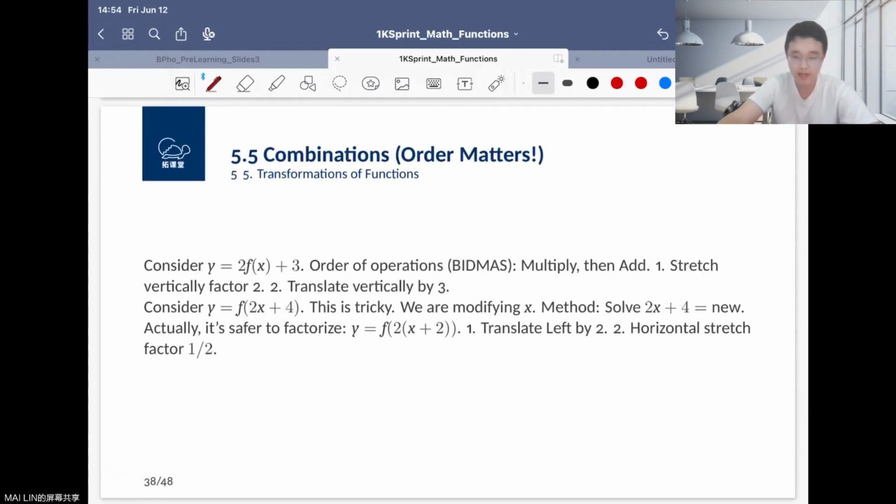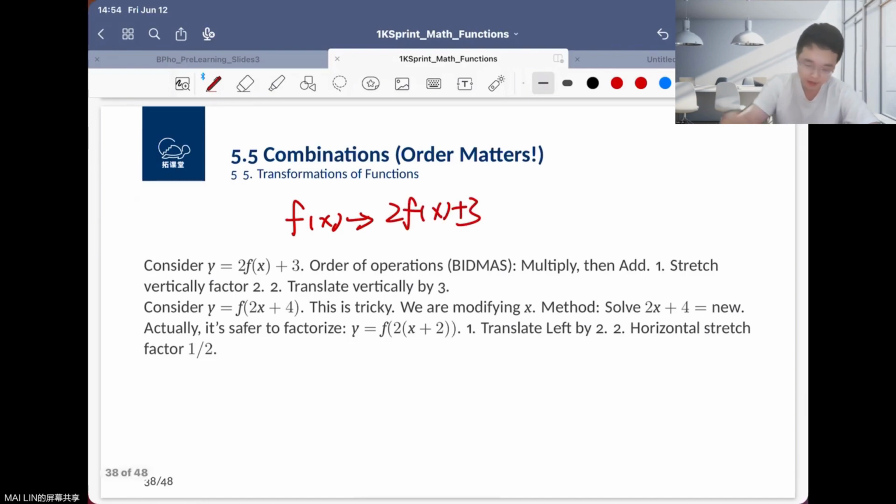So for example, consider y equals 2f(x) plus 3. Here you need to think about the order of operations, and try to find what the translation is from f(x) to 2f(x) plus 3. So let's try to understand together how to find the transformations in this.